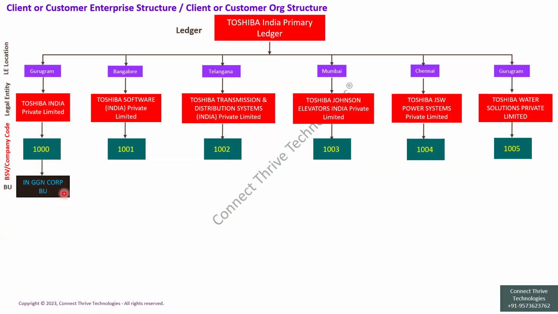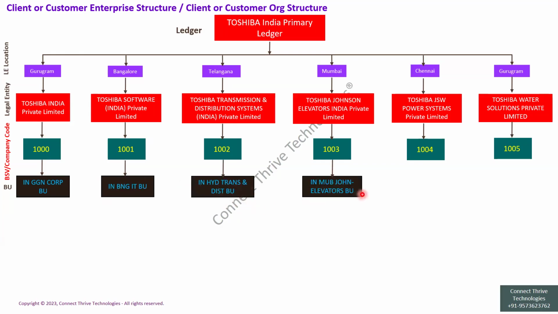So India Gurgaon business unit, India Bangalore IT business unit, India Hyderabad transition distribution business unit. Next, India Mumbai Johnson Elevators BU. Next, India JSW Power Systems BU. India Gurgaon Water Solutions BU. Okay. So based on the LG name location combination, I created a business unit here.